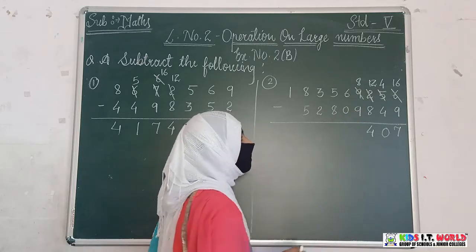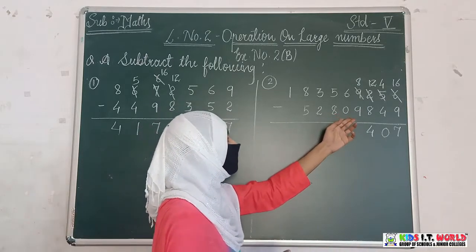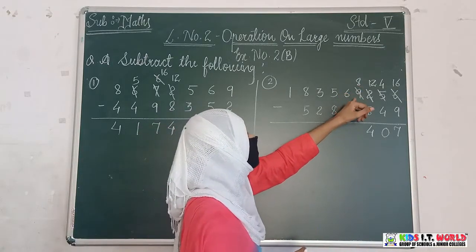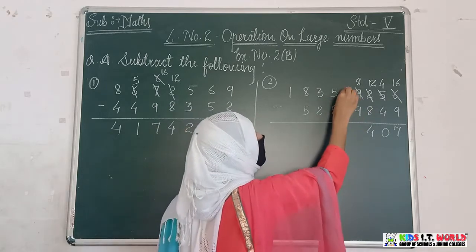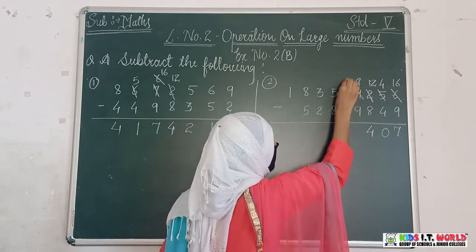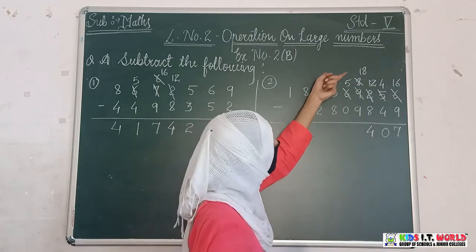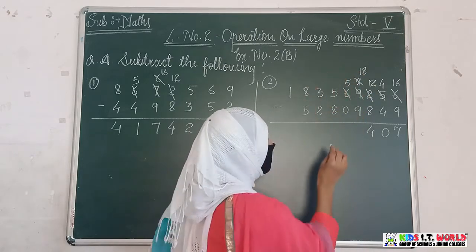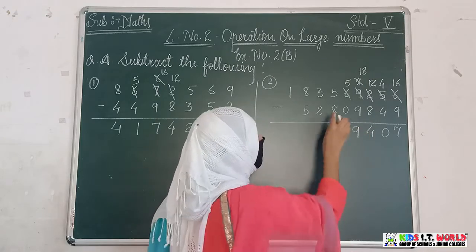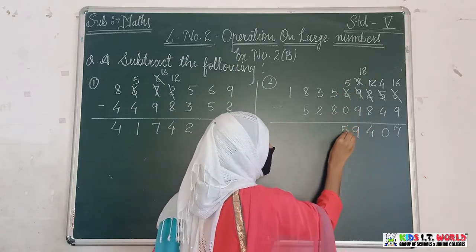8 minus 9, again it is not possible because here 9 is greater than 8. We have to borrow from another number. We will take from here, so it will be 5 and it will be 18. Now subtract 9 from 18, so it will be 9. 5 minus 0 is 5.